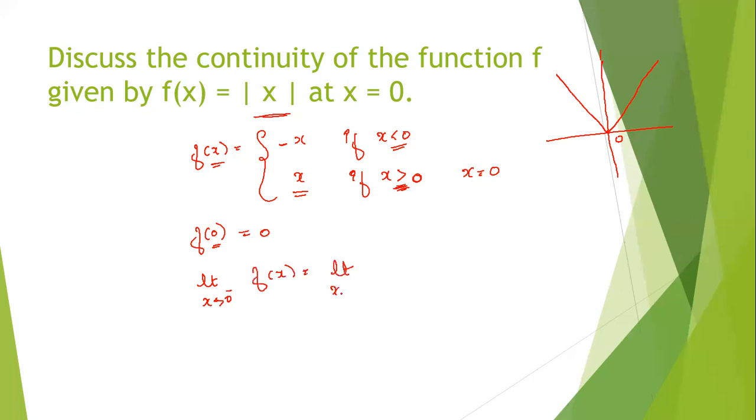limit x tending to 0 minus. What is f of x when x is less than 0? It is minus x, correct? So here if we apply the limit, what do we get? This will be 0, correct? When x is close to 0, if we apply the limit, we get 0.